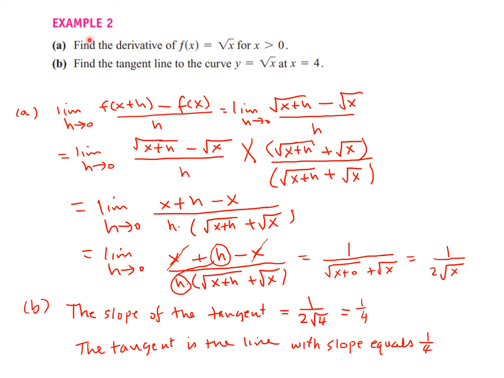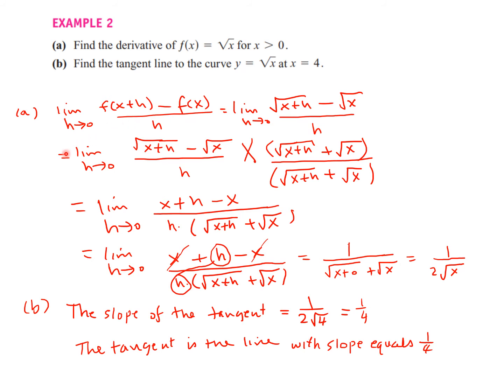Example 2. Find the derivative of f of x equal to square root of x for x greater than 0. First, we will do the first part, and then we'll get back to the second part. Solution for part A: limit as h goes to 0, f of x plus h minus f of x divided by h, equals the limit as h goes to 0 of square root of x plus h minus square root of x divided by h.